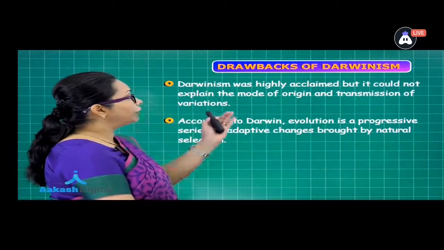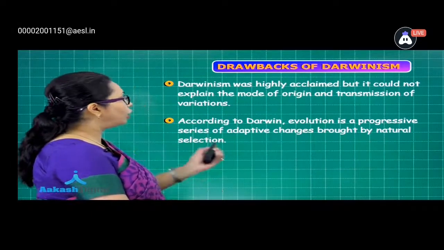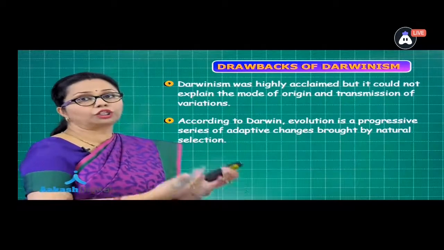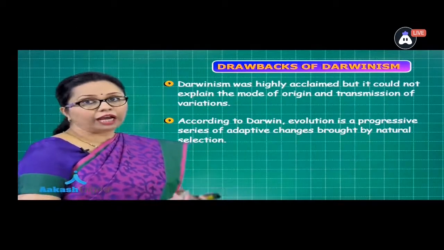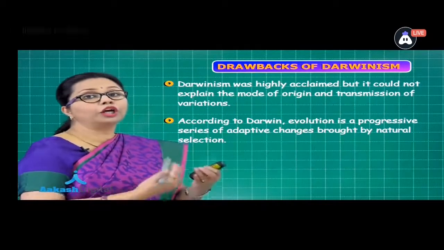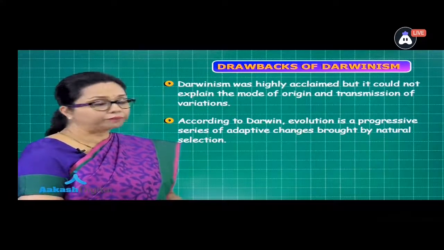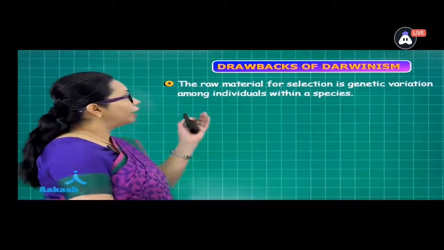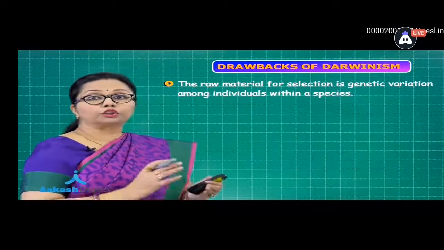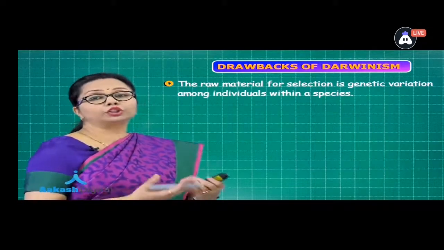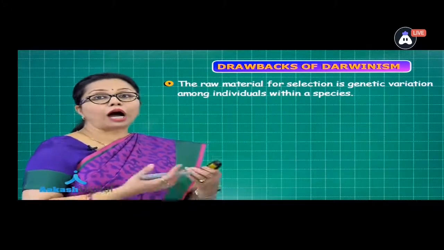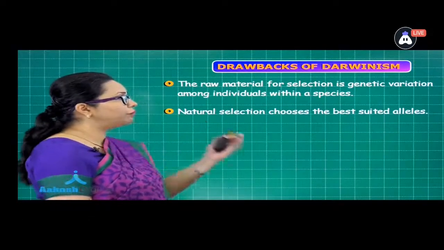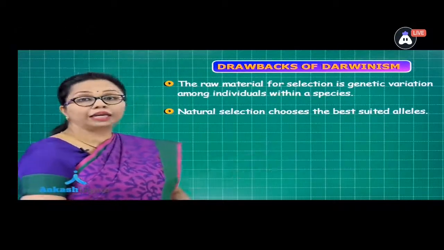According to Darwin, evolution is a progressive series of adaptive changes brought by natural selection. So if it is always progressive, then how come some of these structures or organs in the body have become vestigial? That means there was loss of characters also happening during evolution, for which Darwin had no explanation. And as he said, the raw material for selection is genetic variation among individuals within a species. So that leads to selection of the fittest, but there is no explanation for arrival of the fittest. How do these variations arise? That's the big question mark. And as we said, natural selection chooses the best suited alleles, but where do these alleles come from?